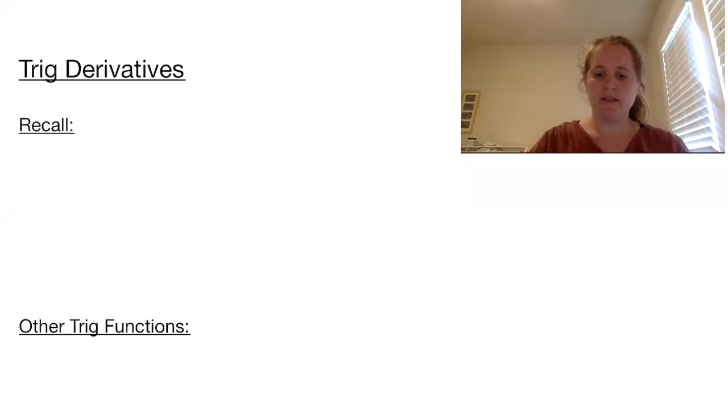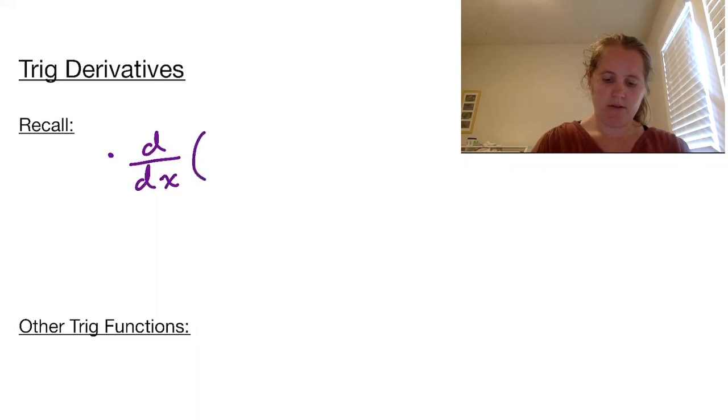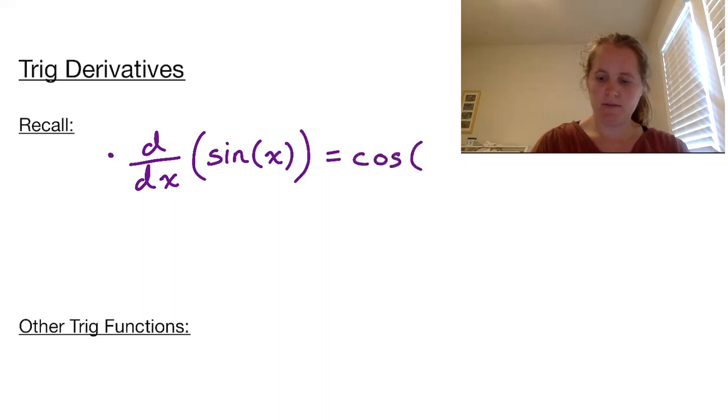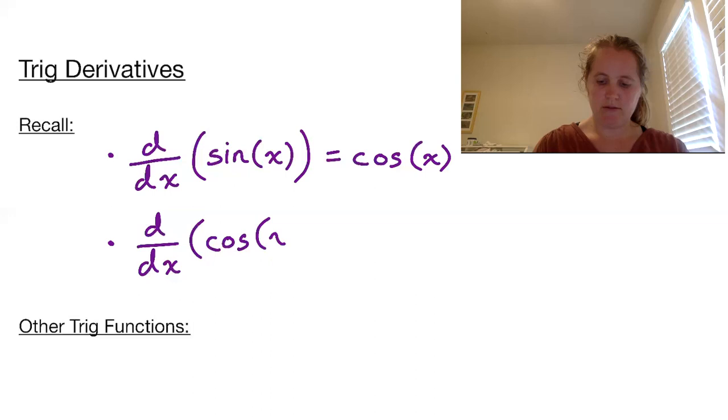Welcome to Trig Derivatives. Recall we've actually seen the derivative of two trig functions already. First up, the derivative of sine of x is simply cosine of x. And the derivative of cosine of x is negative sine of x.